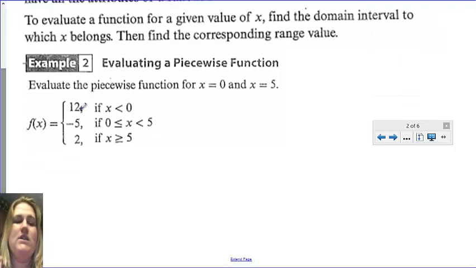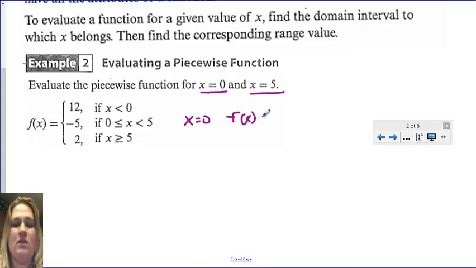So, it says evaluate the piecewise function for x is 0 and x is 5. When x is 0, okay, we have to see which part of it falls into. Okay, so if x is 0, this is if x is less than 0, so it wouldn't be that one. This is if 0 is less than or equal to x. So if x is 0, then f of x is -5.